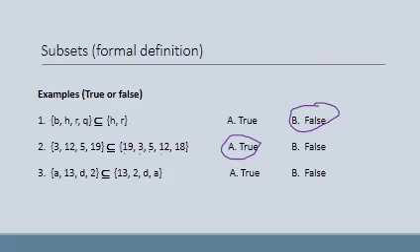Let us see the third example, {A, 13, D, 2}. Is this a subset of {13, 2, D, A}? A set could be a subset of itself, so yes, this is true.